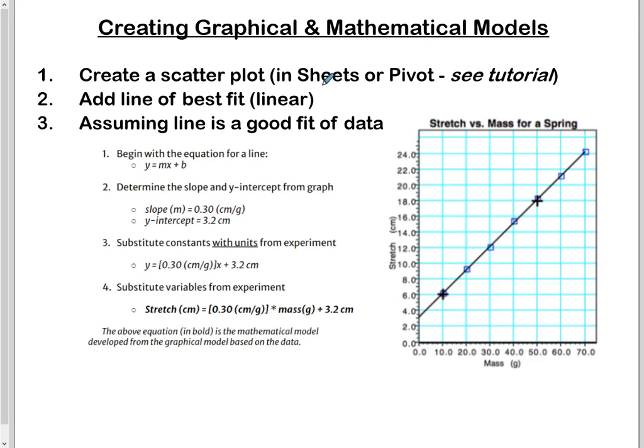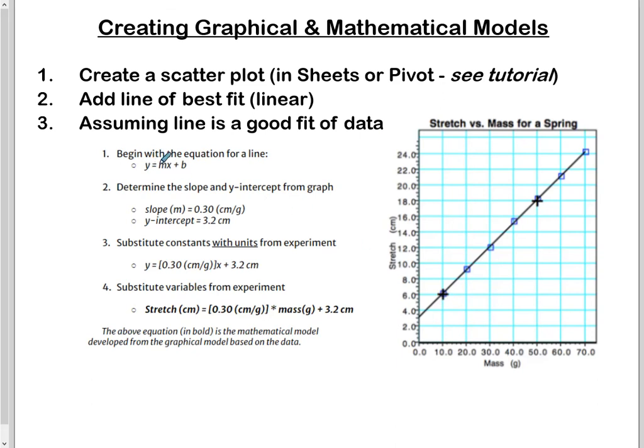I'm assuming that at this point you have some skill, proficiency in creating a scatter plot, not a line graph, but a scatter plot. If not, jump back. But once you have your scatter plot, so it's going to look like a bunch of points in there, you would then add a line of best fit. Again, I show you that in the tutorial. So here's my line of best fit, and then assuming that line is a good fit of the data. If it's not, we'll talk about what happens if it's not.